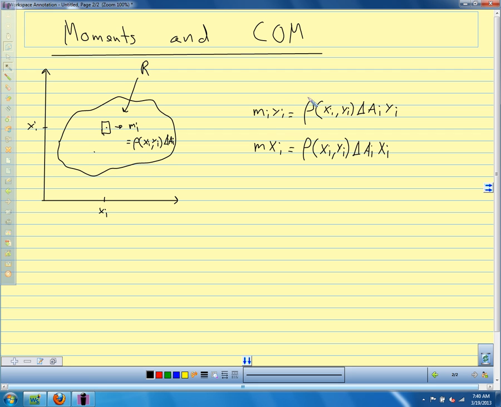So motivated by this, we're going to define the moment, and it's referred to in several different ways. You'll hear it referred to as moment of mass, or the first moment of mass.